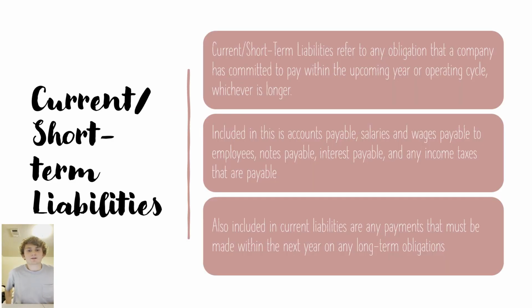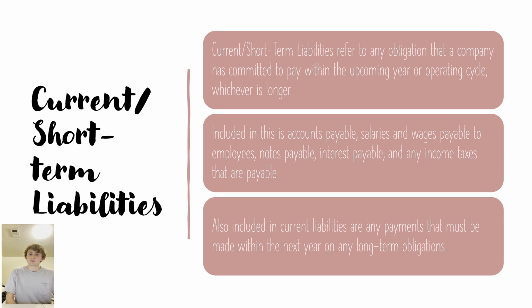The next portion of this project that we'll be discussing is liabilities, and we'll begin with current liabilities. Current liabilities are sometimes called short-term liabilities, and these refer to any obligation that a company is committed to pay within the upcoming year or operating cycle, whichever one is longer. And included in this is accounts payable, salaries and wages payable, notes payable, interest payable, and any income taxes that are payable.